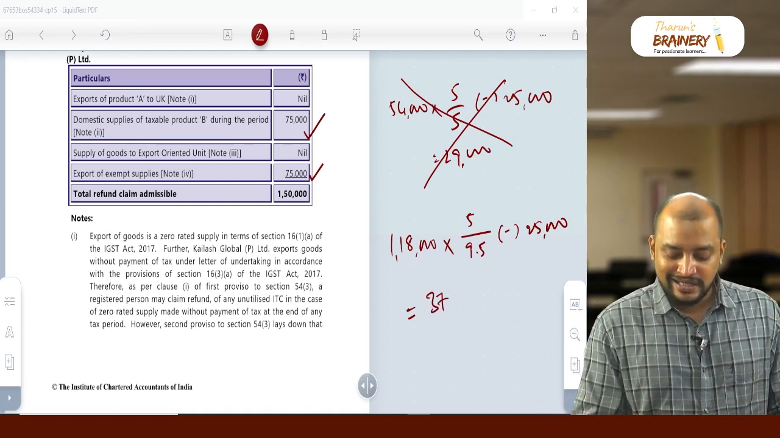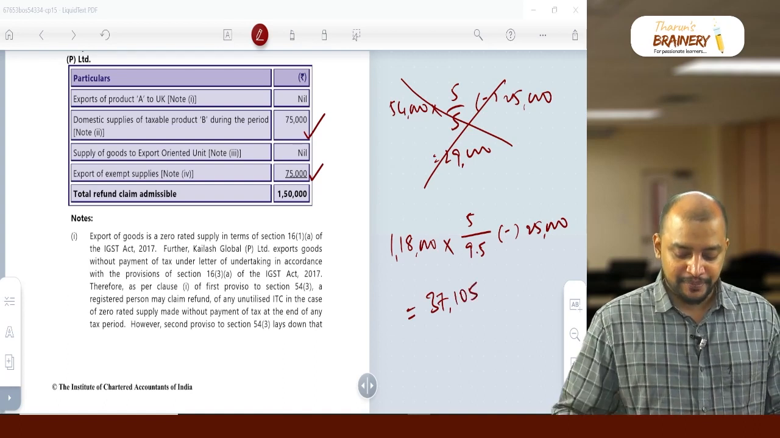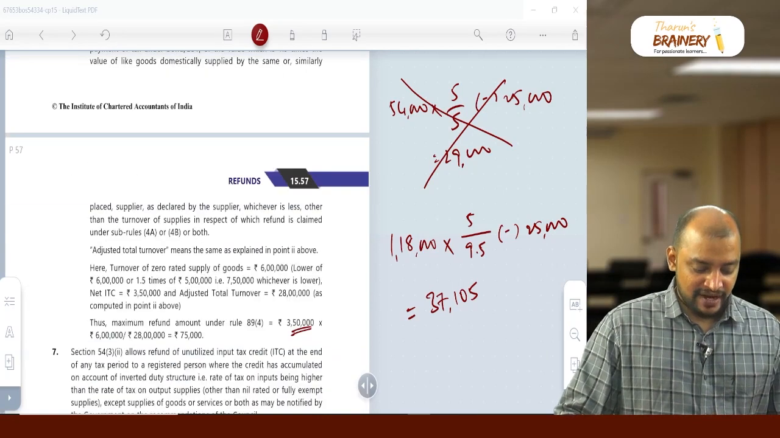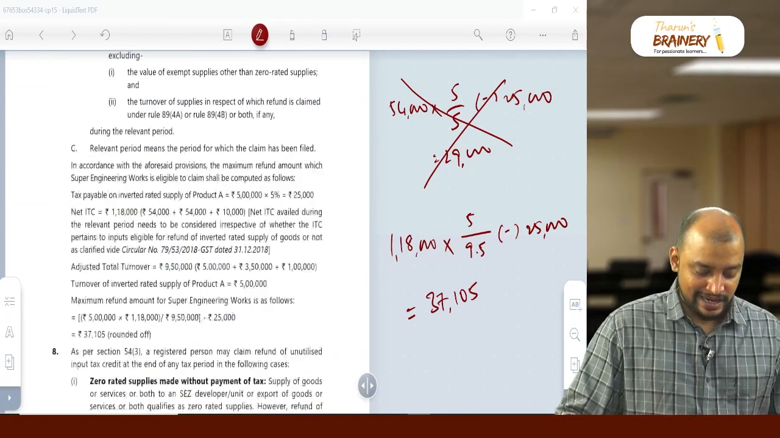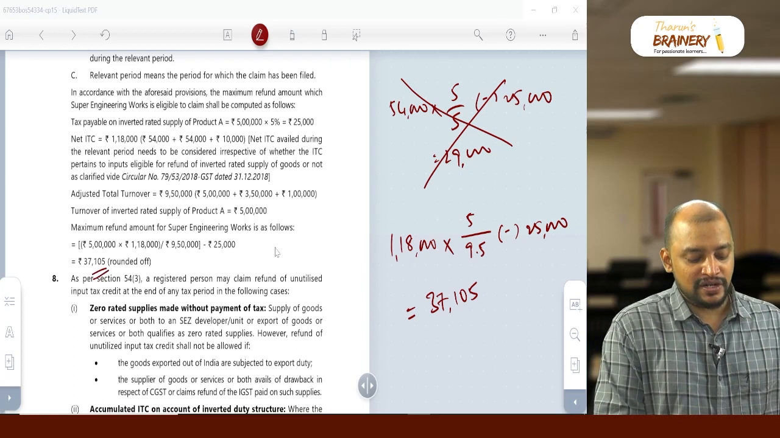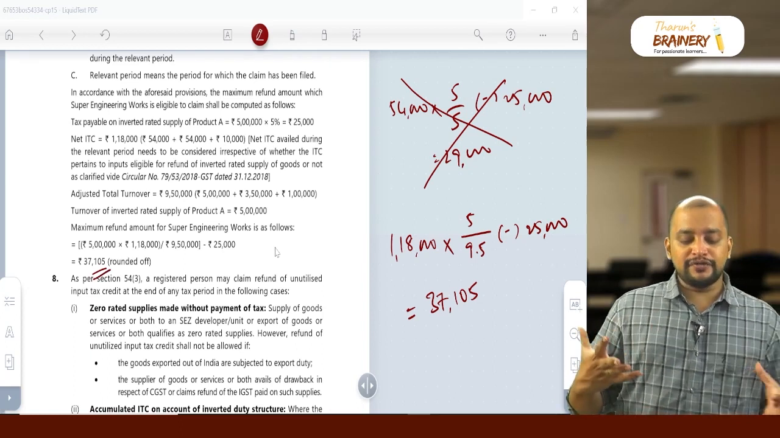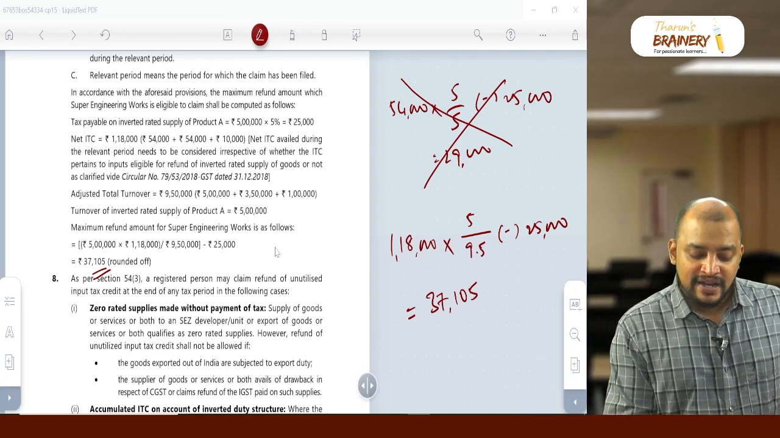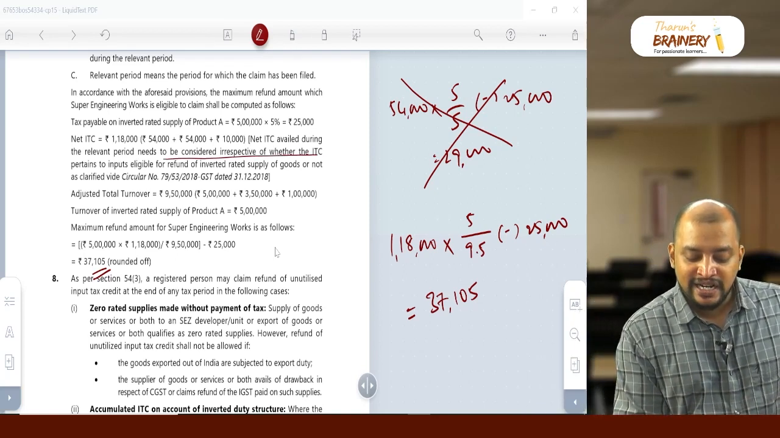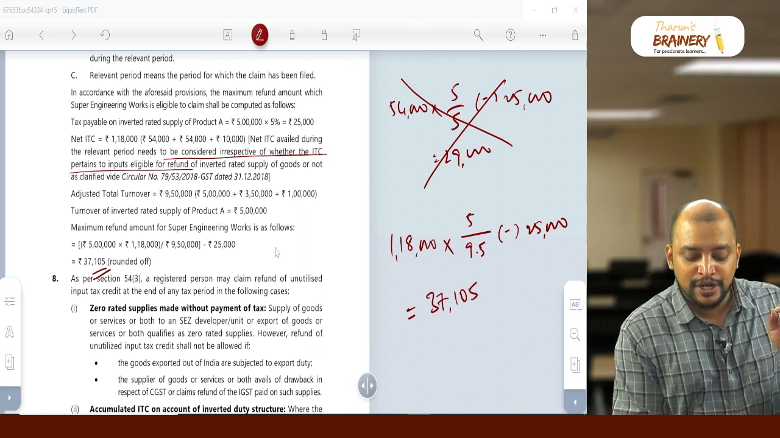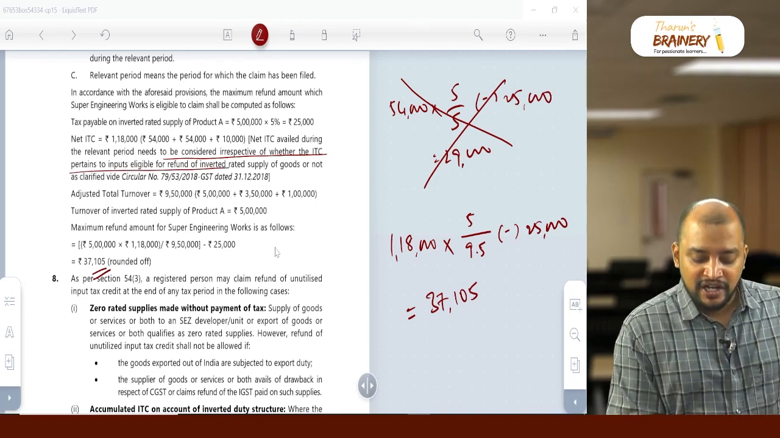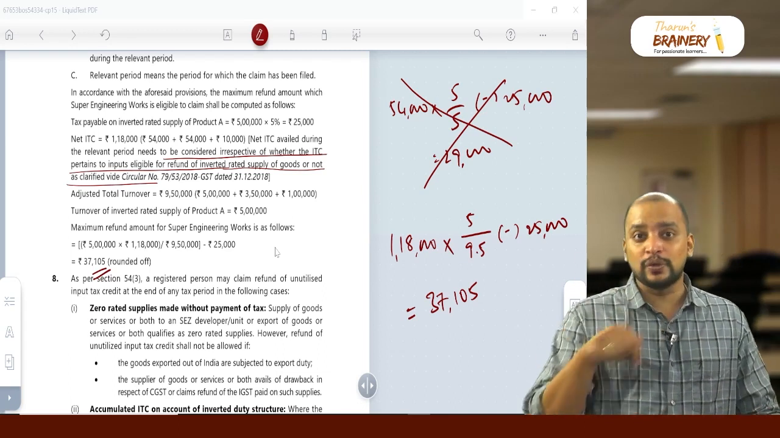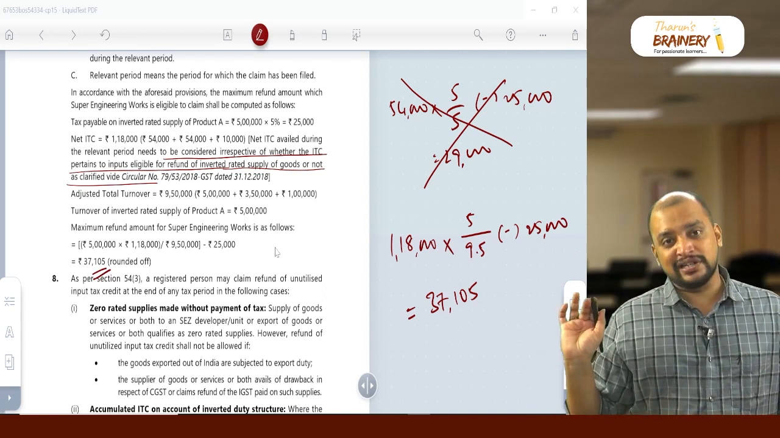So 62,105 something minus 25,000, so 37,105. 37,105 will be taken as the answer. Okay. There is a CBIC circular which says that net ITC availed during the relevant period needs to be considered irrespective of whether the ITC pertains to inputs eligible for refund of inverted rate supply of goods or not. So that's why we will take the total and then do the computation this way.